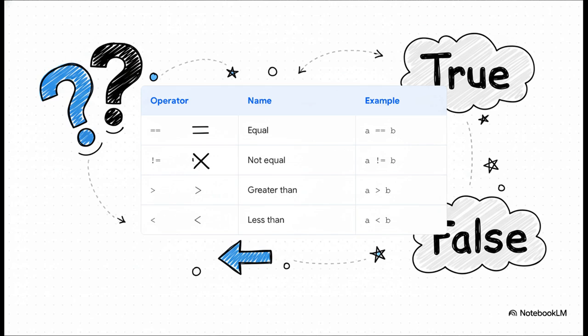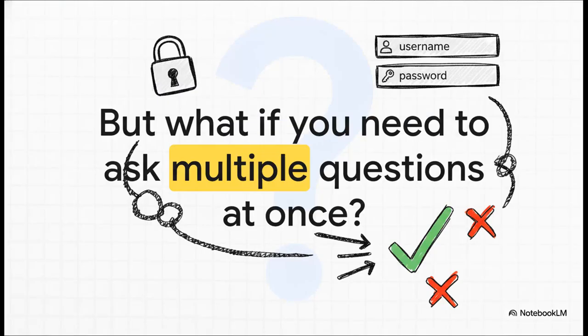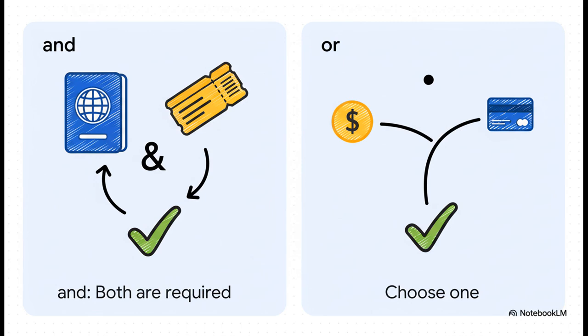Each of these operators here asks a question, and the only possible answers are true or false. So, what happens when just one question isn't enough? To log into a website, you need the right username and the right password. So how do you check both of those things at the exact same time? Well, for that, we use logical operators.